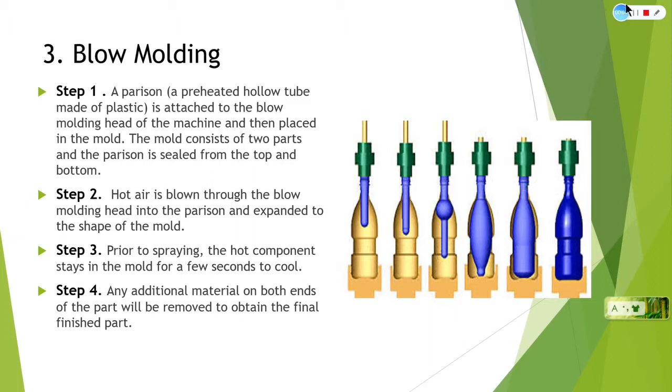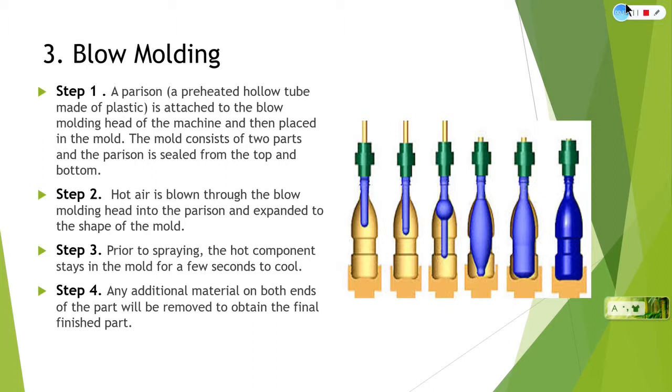Next, let me introduce the blow molding. Blow molding is a machine to form hollow products by means of air pressure, which is the third most commonly used plastic process machine. The blow molding step process.